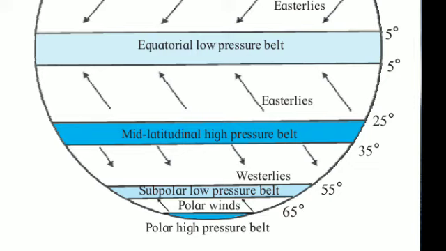Understood, students? Polar high pressure belt. क्यों? क्योंकि यहाँ पे प्रेशर बहुत हाई है और टेम्परेचर 0 डिग्री है, इसीलिए it is named as polar high pressure belt.